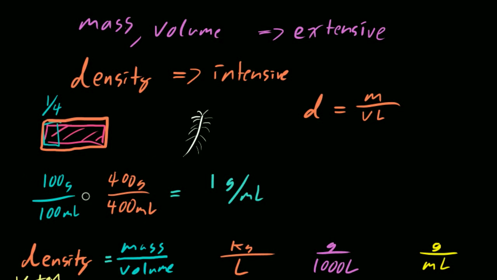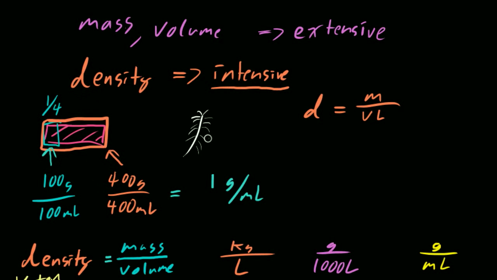And it didn't matter whether we looked at this tiny little portion of the brick, or if we looked at 1 whole brick, or if we looked at 10 whole bricks. The density did not matter how much stuff we were measuring, how much stuff we were looking at. And that is why density is an intensive property.